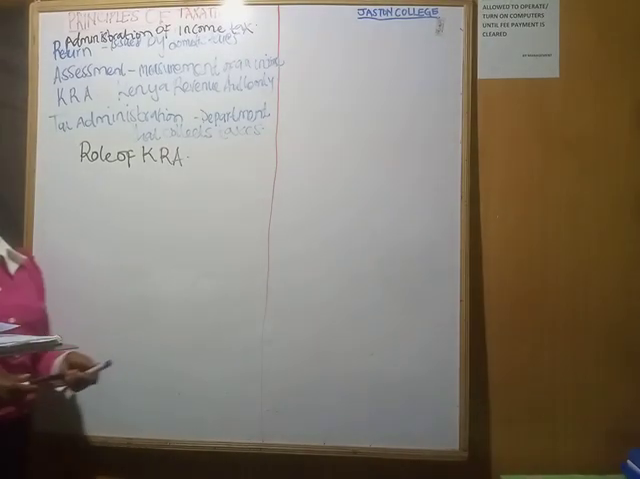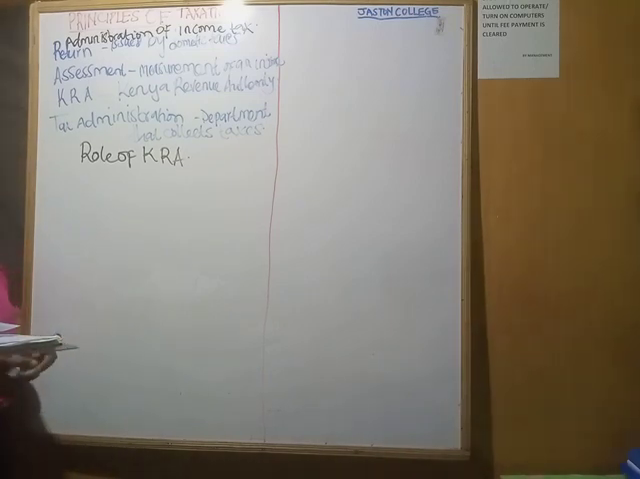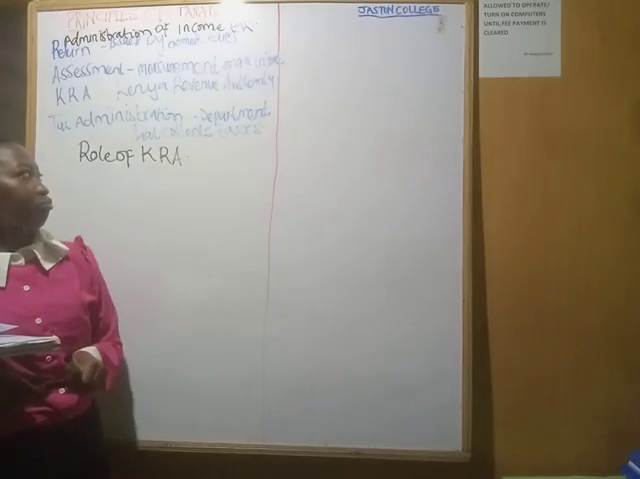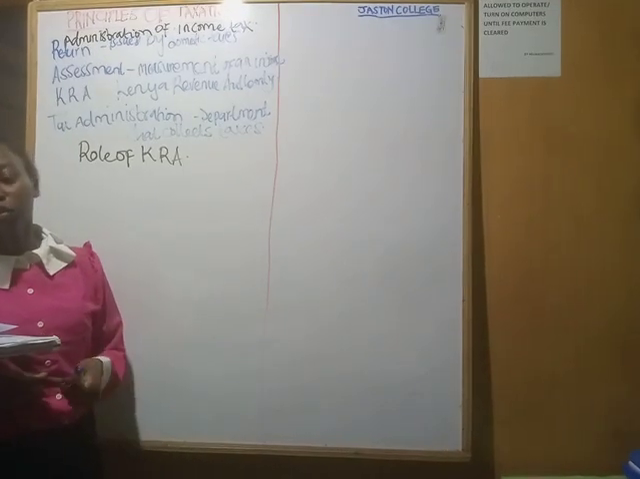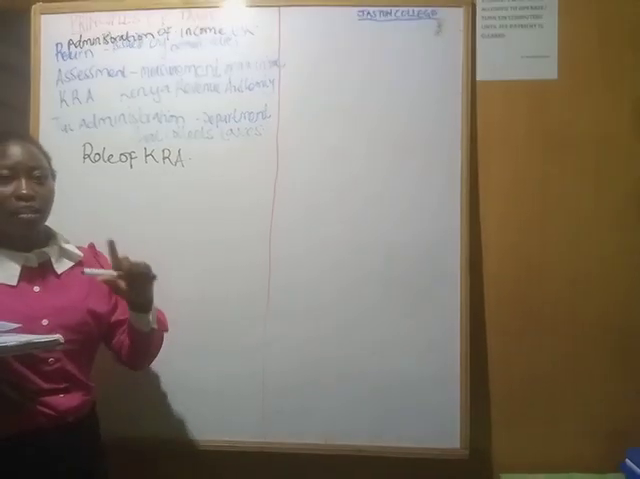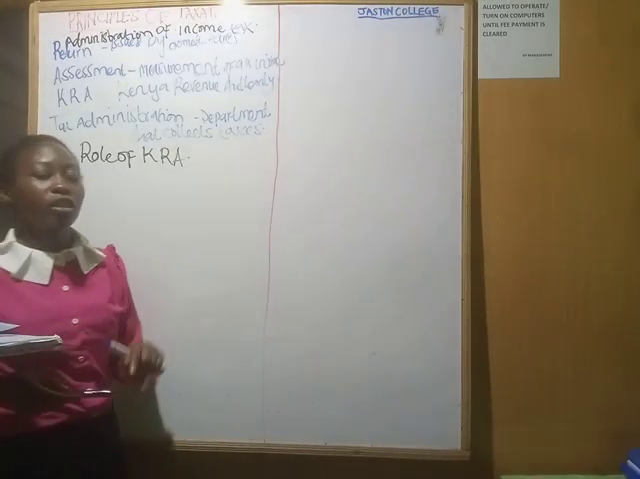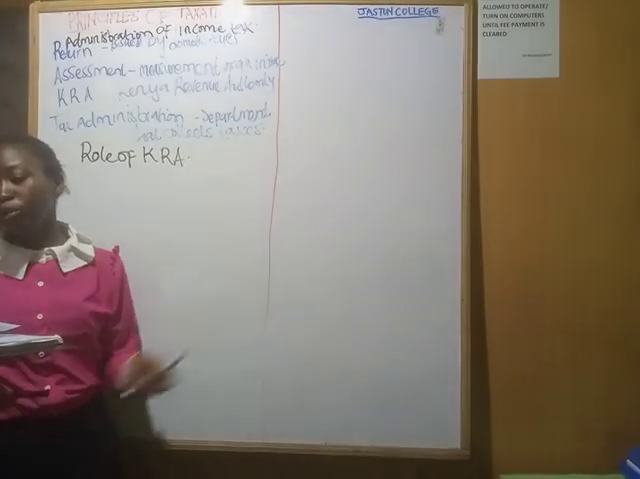Number 4, we have the KRA also. Its role is to eliminate tax evasion. Tax evasion has been a hindrance in the collection of taxes. So the role of KRA is to make sure that every taxpayer does not evade taxes. He pays the taxes in full.